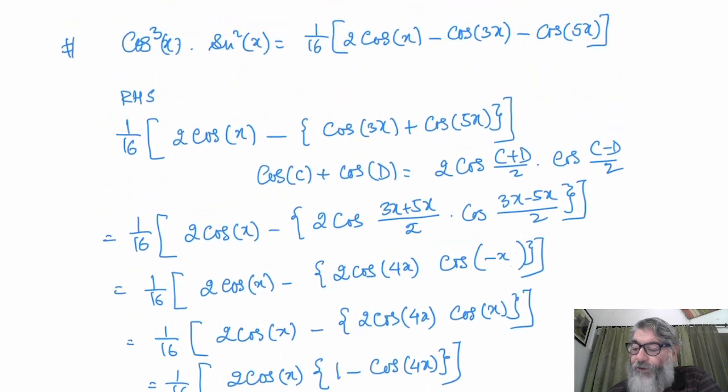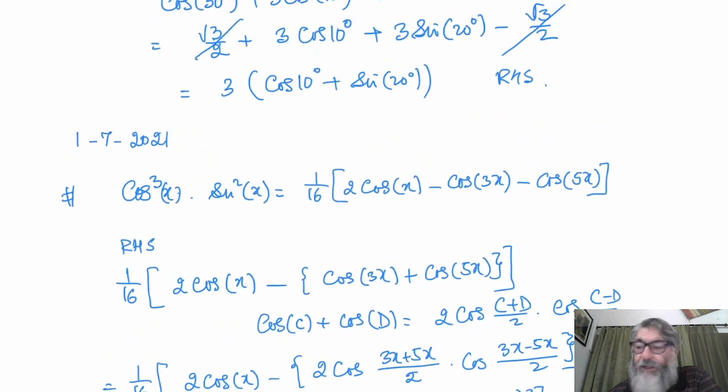We had to prove cos cube x into sine square x is equal to 1 upon 16 (2 cos x minus cos 3x cos 5x). So from that we started taking the right hand side, because the right hand side is more complicated. We always generally try to start from the side which is more complicated because we have more chances of finding solutions in them. So we started from the right hand side and we got to the left hand side.